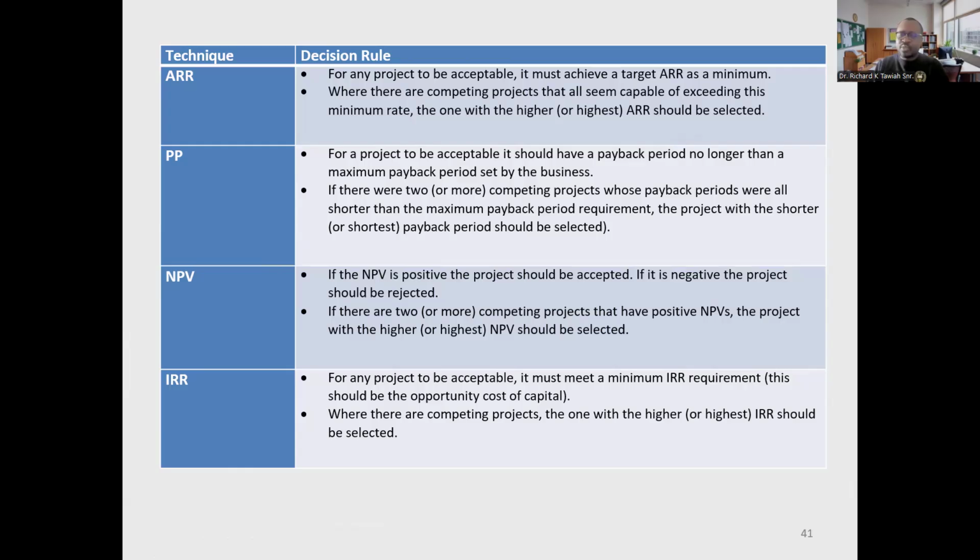NPV: choose a project which is positive. Don't go for a negative. If there are two or more competing projects, go for the one which has the highest positive NPV. Never go for a negative, no matter what. Internal rate of return: for any project to be selected, it must meet the IRR requirement, that is opportunity cost. Compare it to the cost of capital or the discount rate. If it is higher than the discount rate, go for it. If there are competing projects, go for the one with the highest.